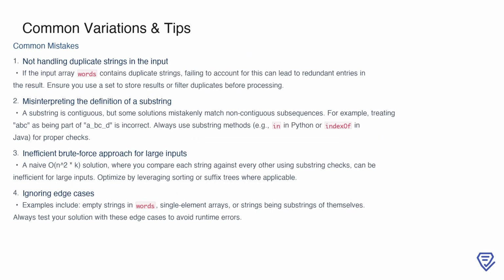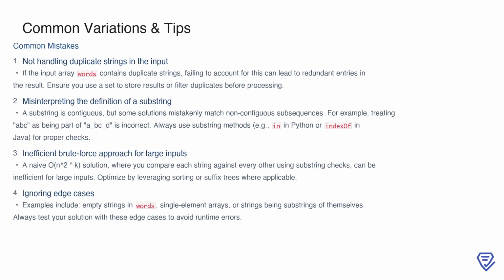When tackling this problem, there are several common mistakes to be aware of. First, if your input array contains duplicate strings, failing to account for this can lead to redundant entries in your result. To avoid this, consider using a set to store results or filter out duplicates before processing. Another frequent mistake is misinterpreting what defines a substring. Remember, a substring must be contiguous, so methods like the in operator in Python or indexOf in Java are ideal for proper checks.